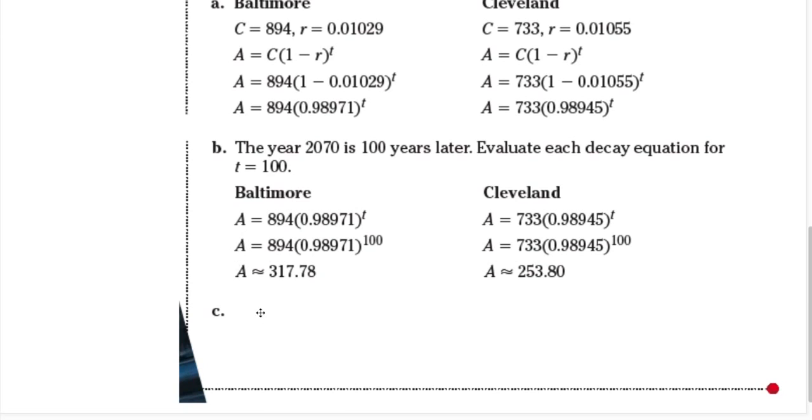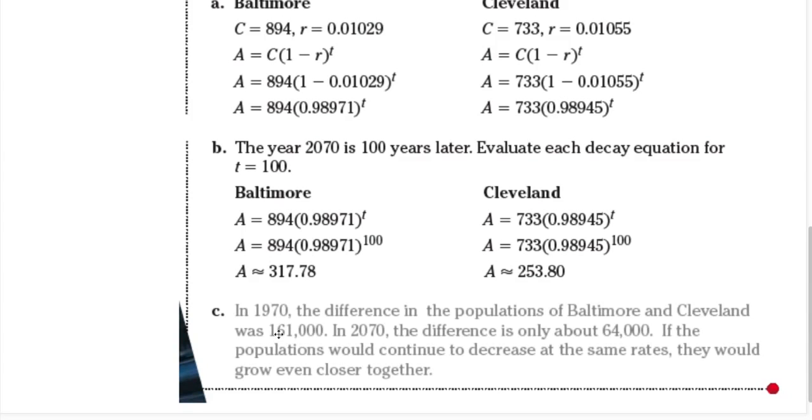Okay? And finally, letter C, how did the projected populations in the cities in 2070 compare to the actual population in 1970? In 1970, the difference in the populations of Baltimore and Cleveland was 161,000. In 2070, the difference is only about 64,000. So if the populations continue to decrease at the same rates, they would grow even closer to each other. And that's how you answer letter C.